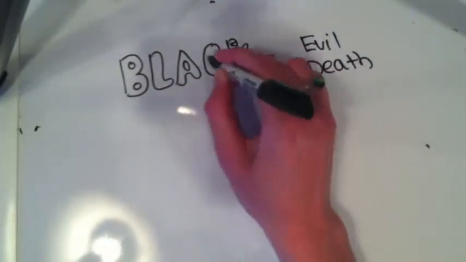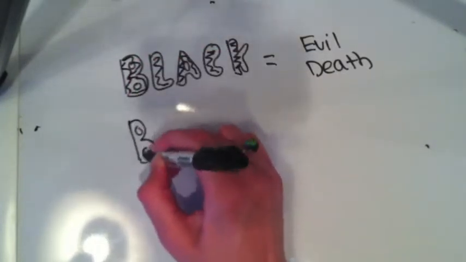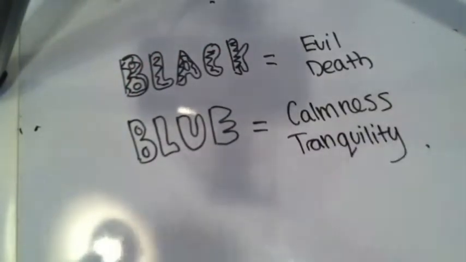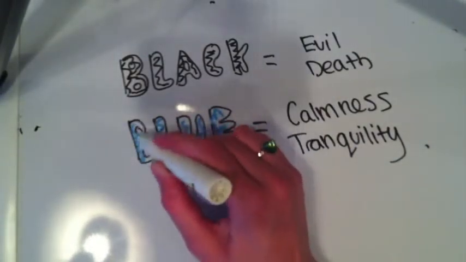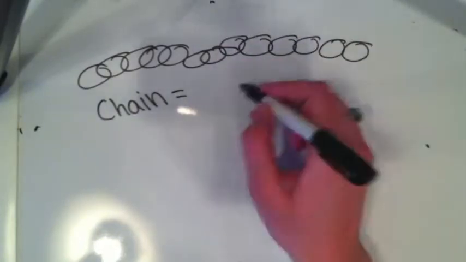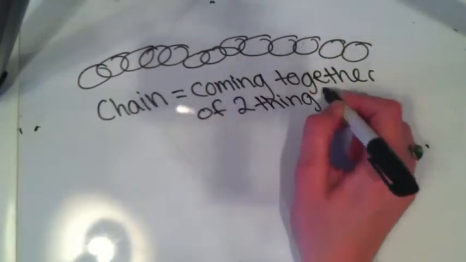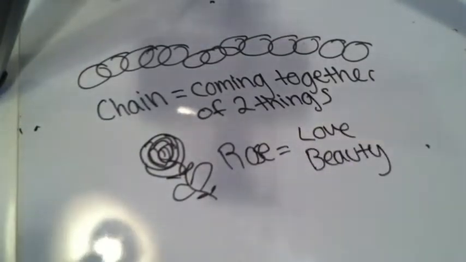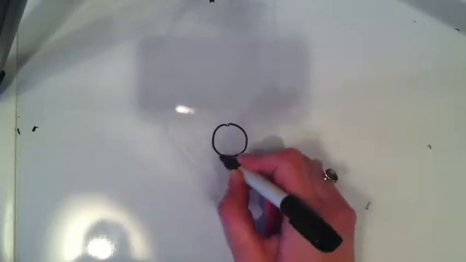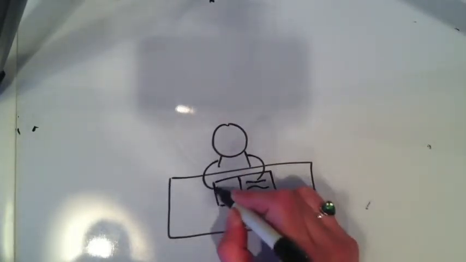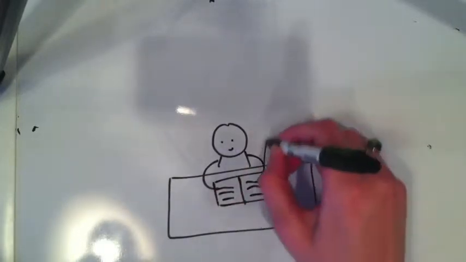Some examples of symbols you might already understand include the way black is sometimes used to represent death or evil, or how blue represents calmness and tranquility. A chain can symbolize the coming together of two things, while roses symbolize love and beauty. Symbols can be written in words too. Anything in a book can be a symbol, such as objects, characters, figures, and colors, which can then be used to represent abstract ideas or concepts.